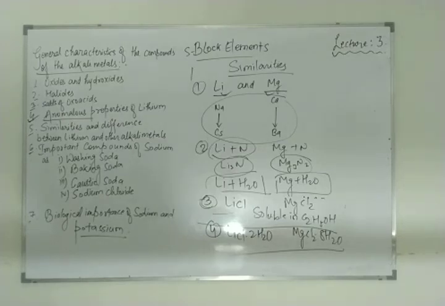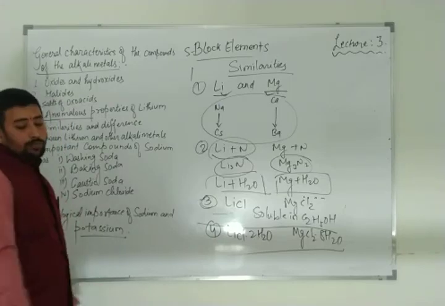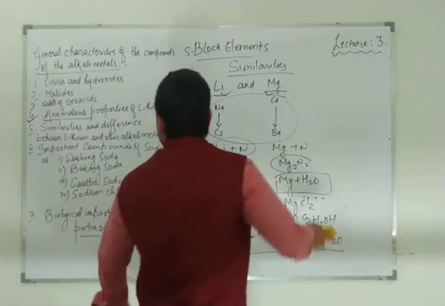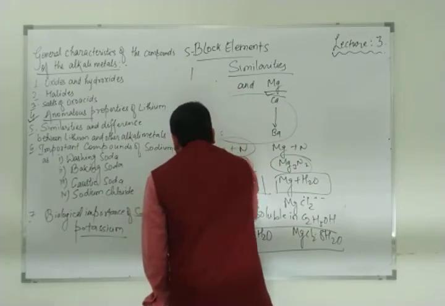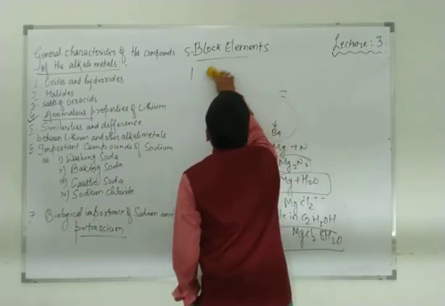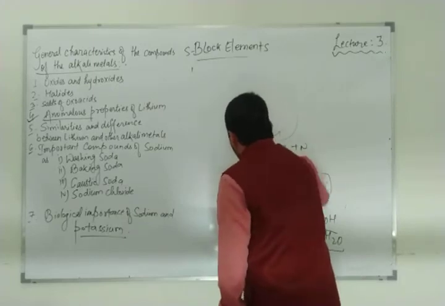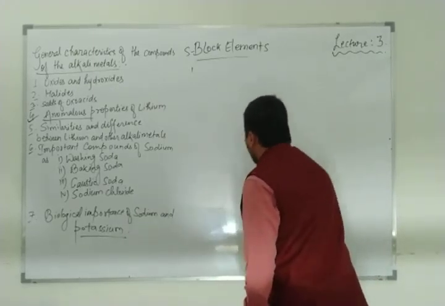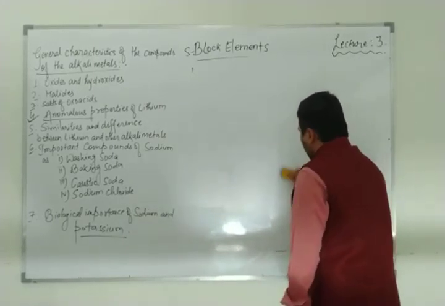Now dear students, washing soda, baking soda, caustic soda and sodium chloride. How they are formed, I hope all of you know about it. I will just discuss the reactions which you have noted down in your notebook, their preparation and properties, because one more topic will be left about the biological importance of sodium and potassium. So first of all, let me introduce the important compounds of sodium, starting from washing soda, that is Na2CO3·10H2O. It is a hydrated form.